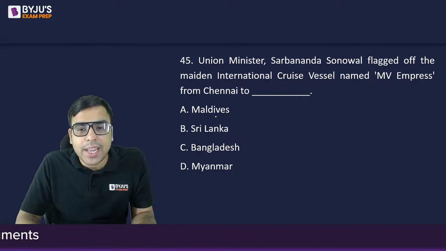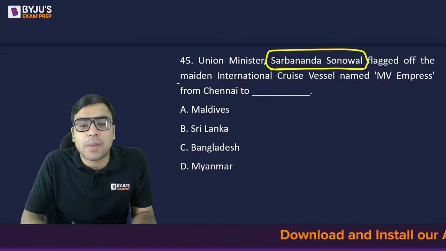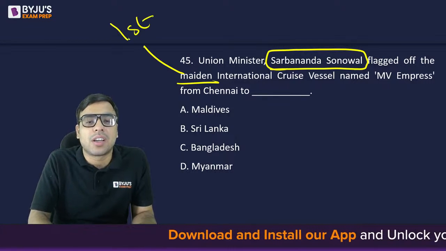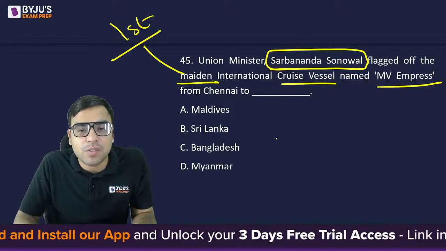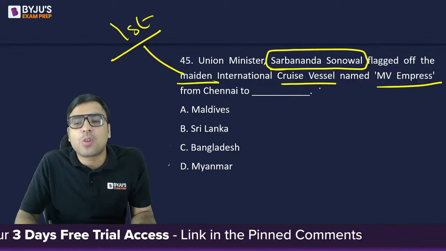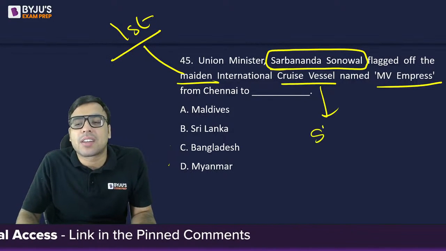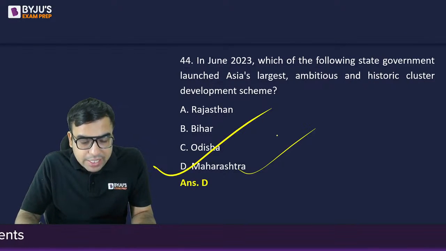The next one is, Union Minister Mr. Sarbananda Sonowal flagged off the maiden, मतलब the first international cruise vessel named MV Empress from Chennai to which country? Maldives, Sri Lanka, Bangladesh, Myanmar. Cruise vessel एक तरह की ship होती है ना, sort of a ship. हाँ, yes, इससे पहले का डी था, बहुत सारे लोगों ने आंसर किया. वेरी गुड.